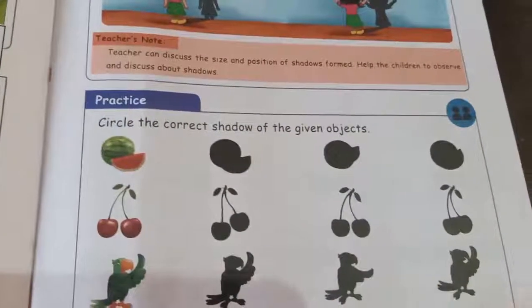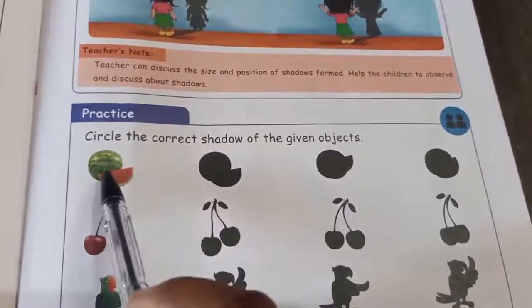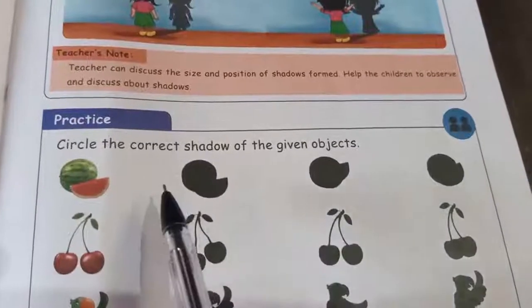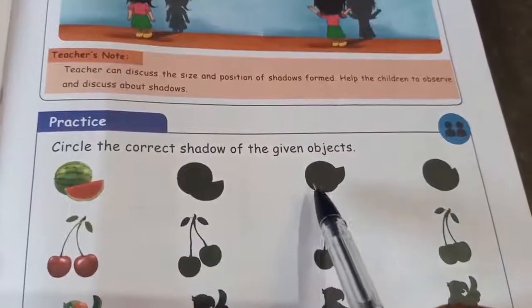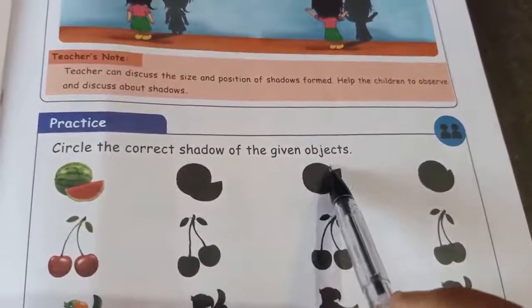See the first picture, one full watermelon, after one quarter watermelon. Okay, see this position and match the shadow. See first one, second one, third one. Okay, see second one, this piece is upside. Okay, so this is wrong.